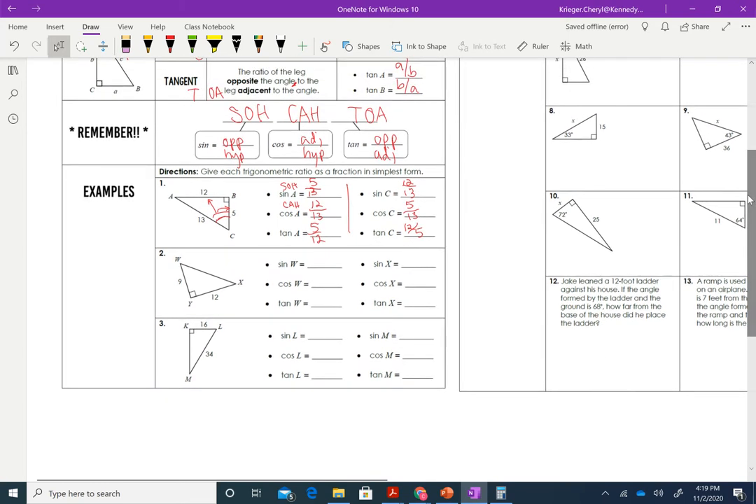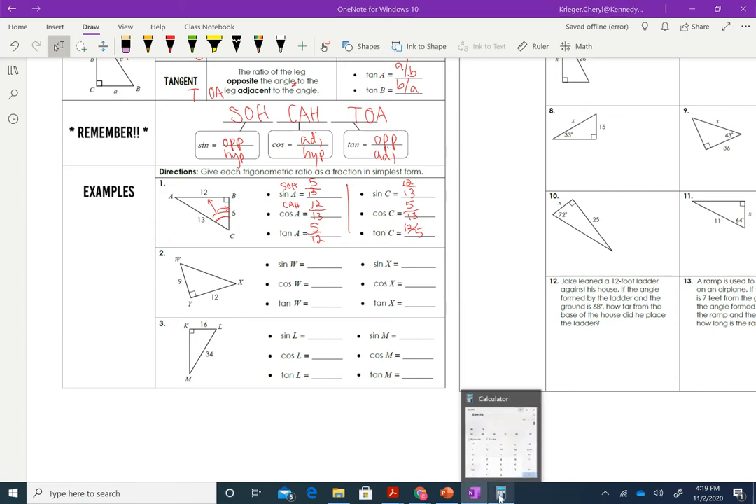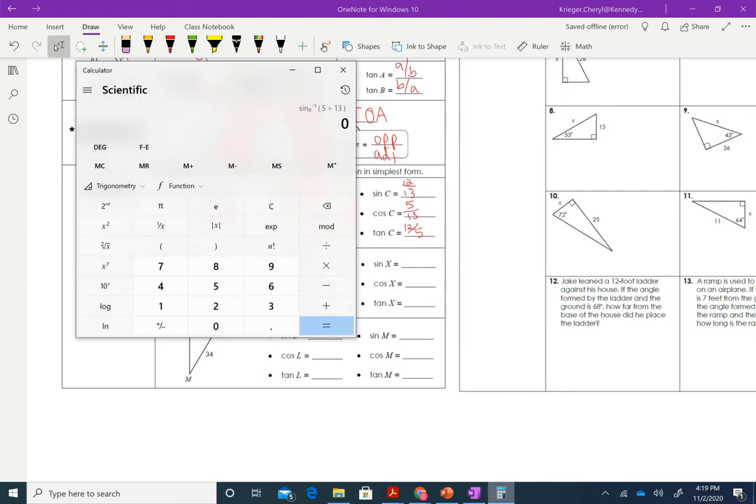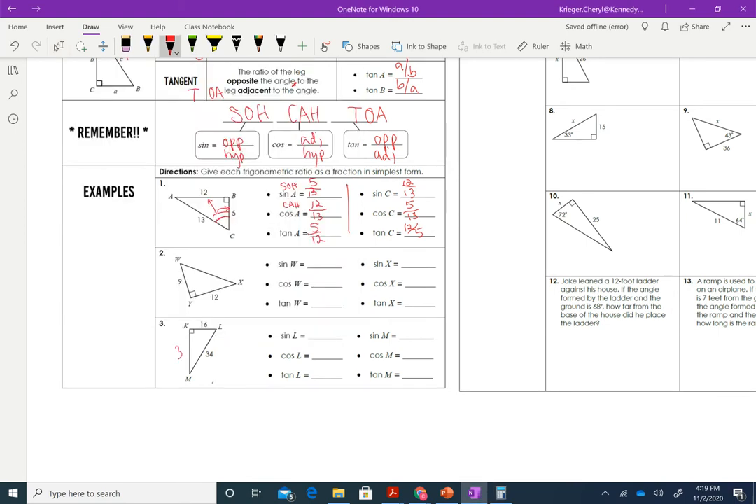Okay, number 3. It looks like they gave us 2 sides, not the third side, which we're going to need to find. So let's go ahead and find that real quick. I have 34 times 34 minus 16 times 16, which is 256. The square root of 900 is 30. So this side length, KM, is 30.